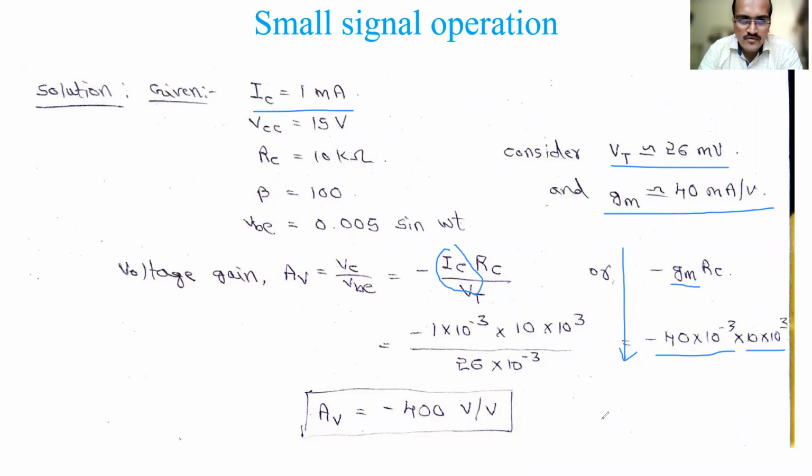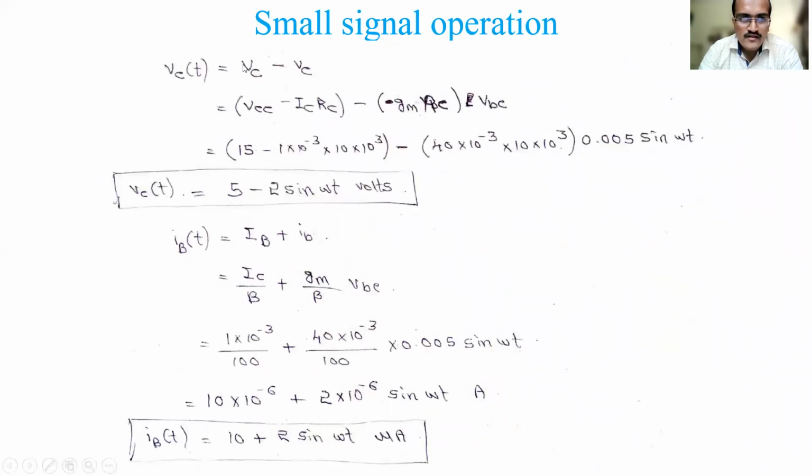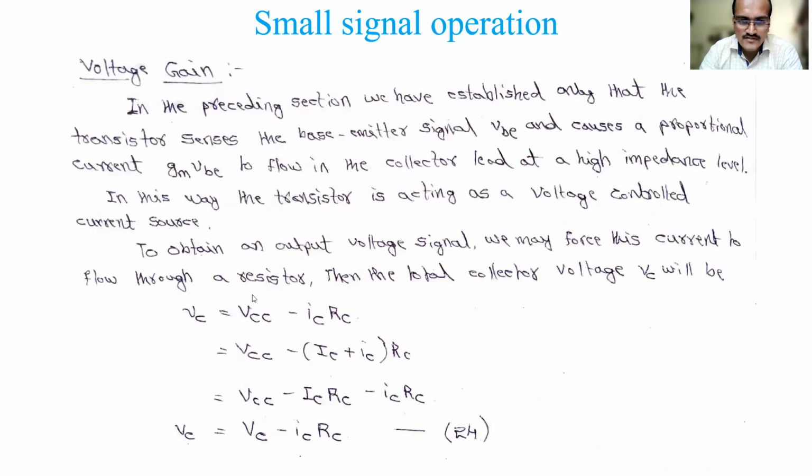Now the second part of the problem is you need to find out the VC of t and IB of t. Just look at it; after that I will send you the notes so that you can solve that. So VC of t is nothing but the instantaneous voltage, equal to DC voltage minus AC voltage. This is the formula we have done, equation number 24. VC equal to VC minus small VC.